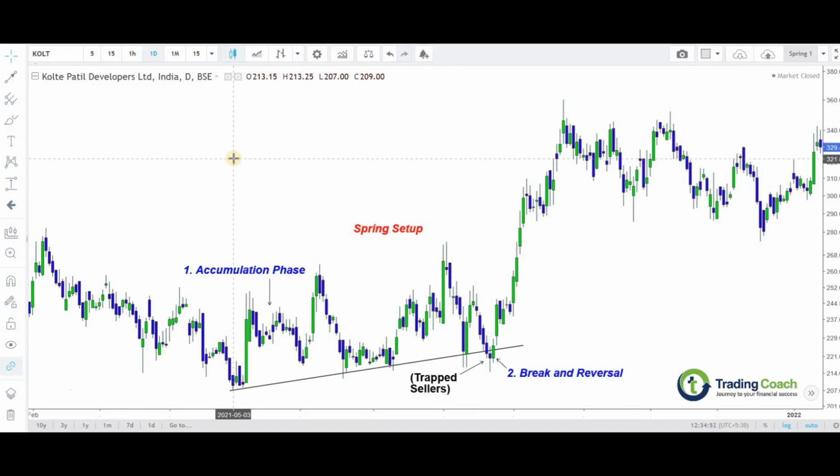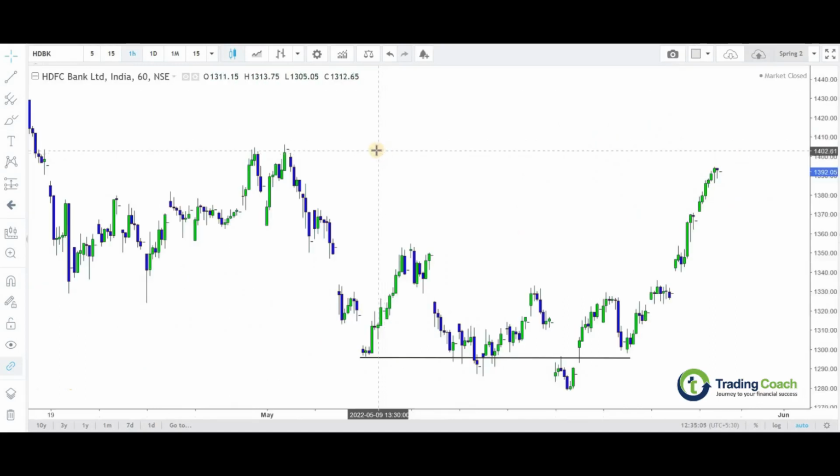So let us look at another example. So let us look at another chart. All right, folks. So take a look at this particular chart over here. If I look at the price name, you can see here, this is HDFC Bank 1 hour time frame, and this is a stock. Most of us are aware of this, especially if you're trading in Indian markets.